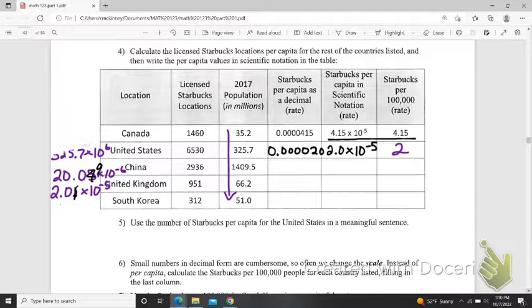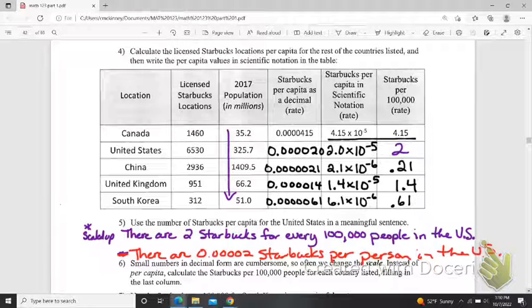So pause the video and go ahead and see if you can work out the other ones on this page in the table, and then come back and I will do the same and we'll have those filled in. Alright, so you can see what I have come up with here in the table.